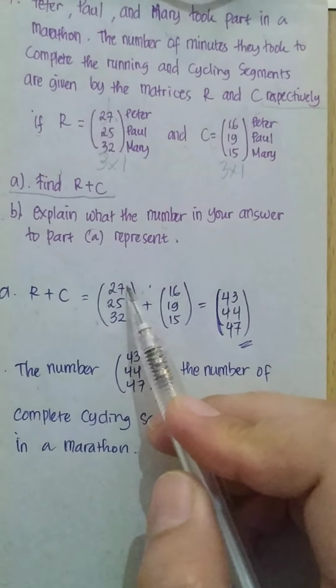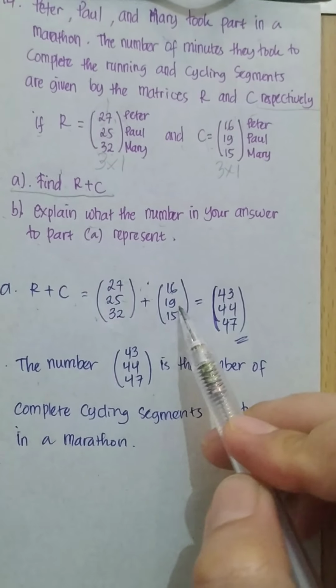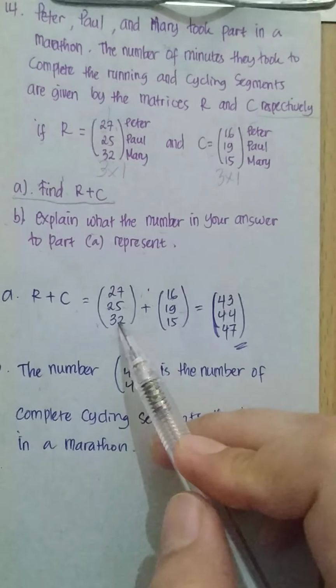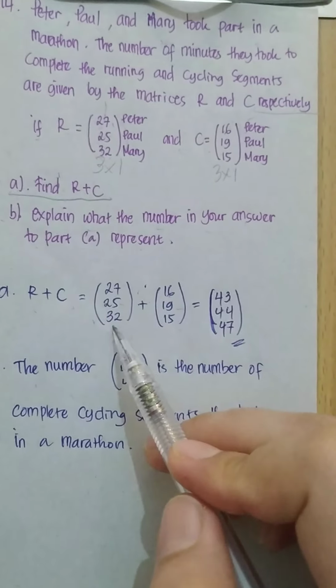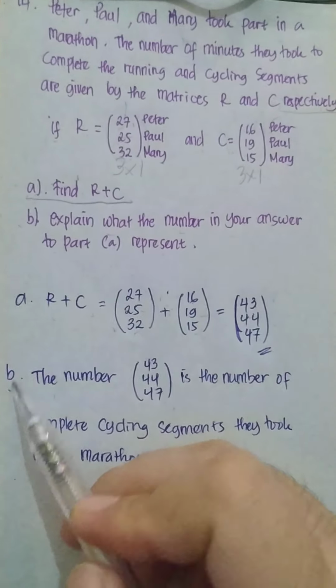Then 27 plus 16 is 43, 25 plus 19 is 44, 32 plus 15 is 47. So we got the answer is 43, 44, 47. Okay, and then next, Part B.